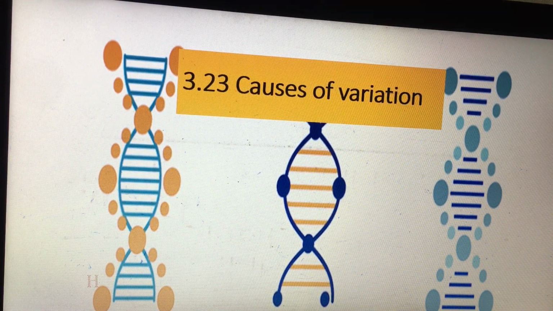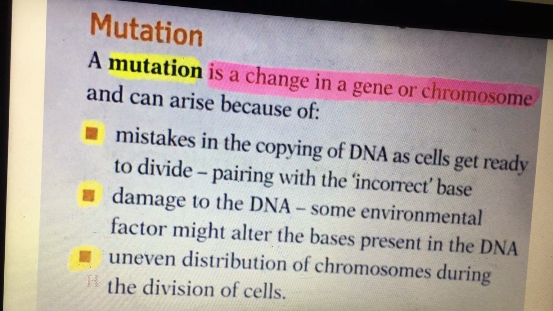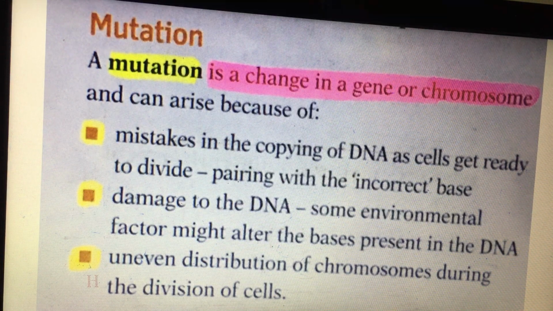Okay. Now the question is, what is the meaning of a mutation? And why do we have a mutation in our body? So let's start with the definition of mutation. Actually, a mutation is a change in a gene or a chromosome. So if we have any change in a gene or chromosome during cell division, this change is called a mutation.